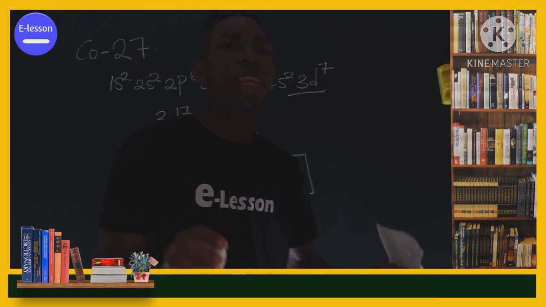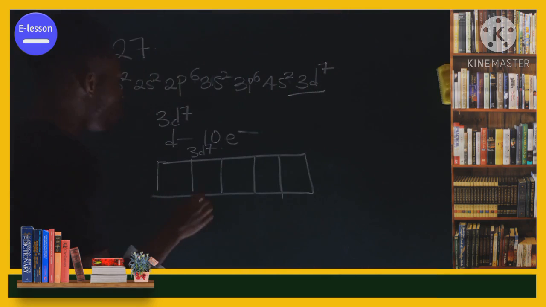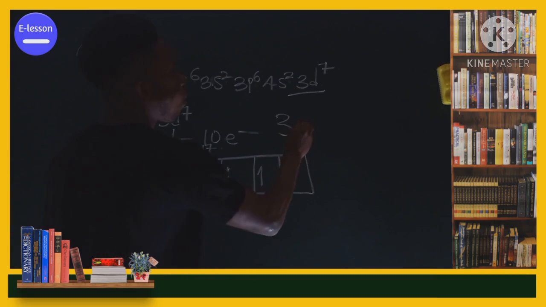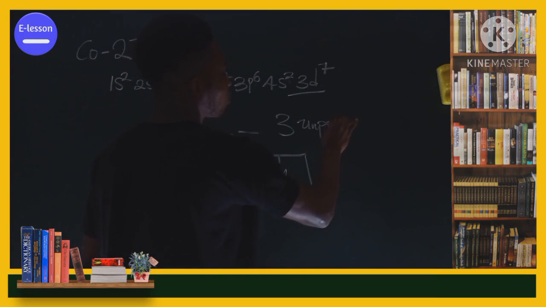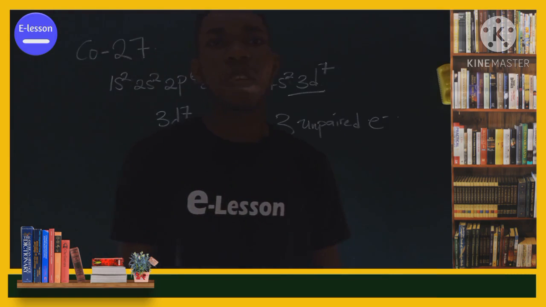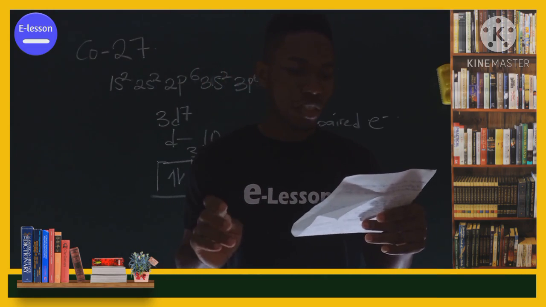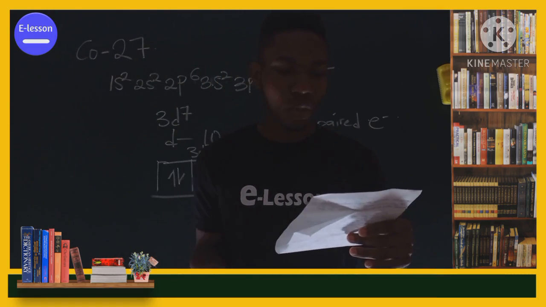According to Hund's rule, while filling electrons into appropriate orbitals, what happens? You fill singly before pairing. So filling singly before pairing, we have 1 electron into each: 1, 2, 3, 4, 5, then 6, 7. So this is the electronic configuration of 3d7. How many unpaired electrons do we have? We have 1, 2, 3. So it has 3 unpaired electrons. And when an atom has unpaired electrons, that atom is said to be paramagnetic. So the correct answer is it has 3 unpaired electrons and it is paramagnetic, which is option A.